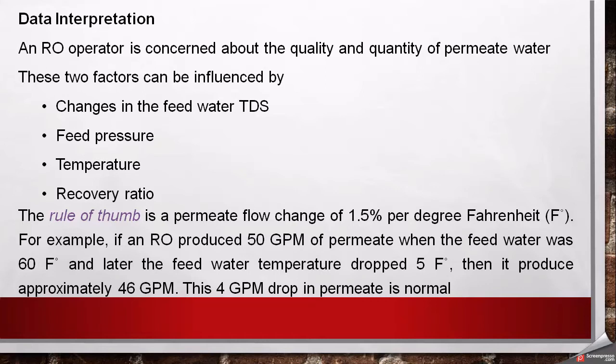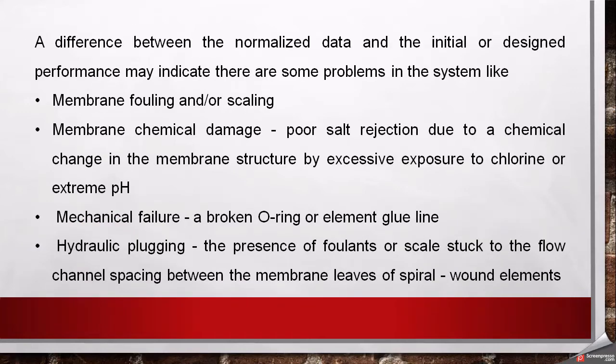So by changing the feed temperature, that is, if we drop the temperature, then its production reduces, and if the temperature increases by 5 degrees, then its production increases from 50 to 54. So this is basically an example and a rule of thumb. In general we use this.